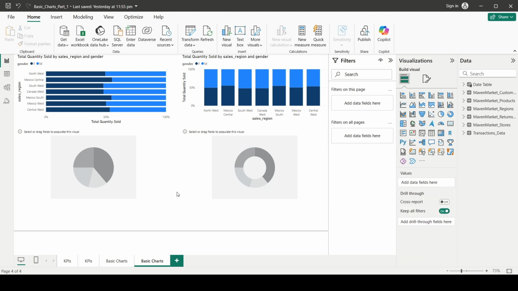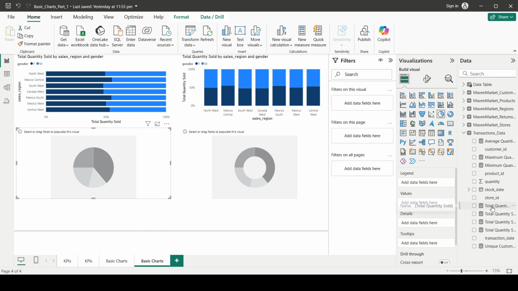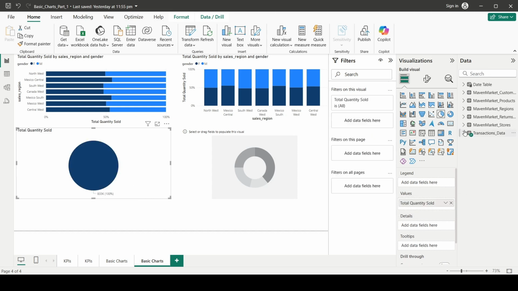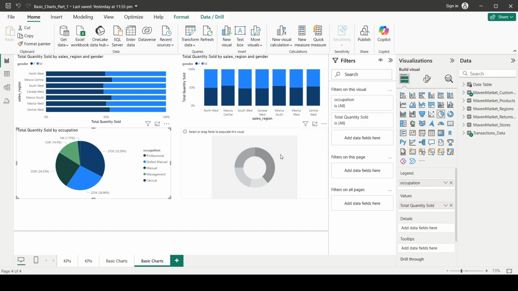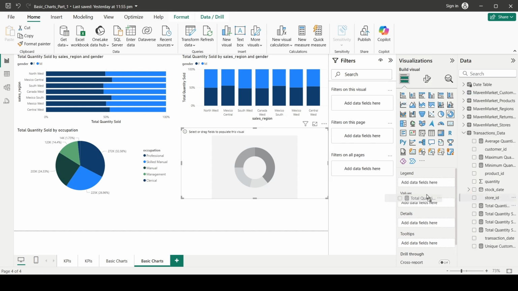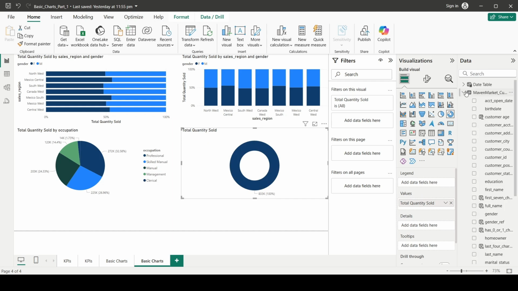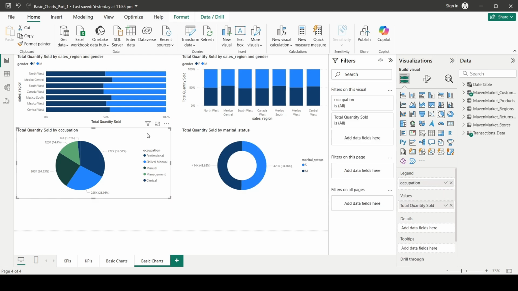Let's say for our example, we want to analyze total quantity sold by occupation and marital status. Here is how we do it. Click on pie chart, take total quantity sold on values and occupation on legend. Now click on donut chart, take total quantity sold on values and marital status as legend. Over here, pie chart represents total quantity sold by occupation and donut chart represents total quantity sold by marital status.